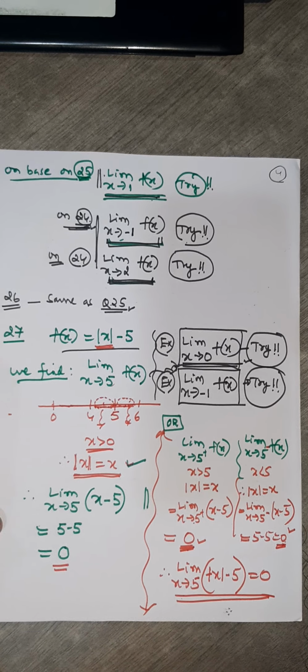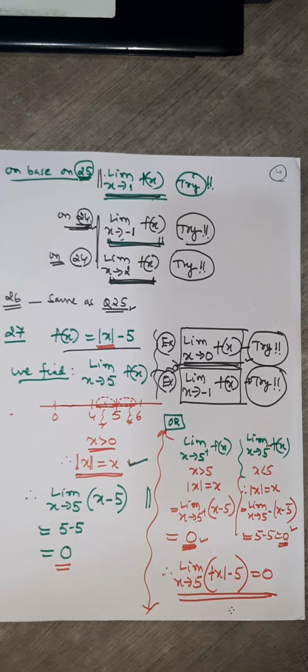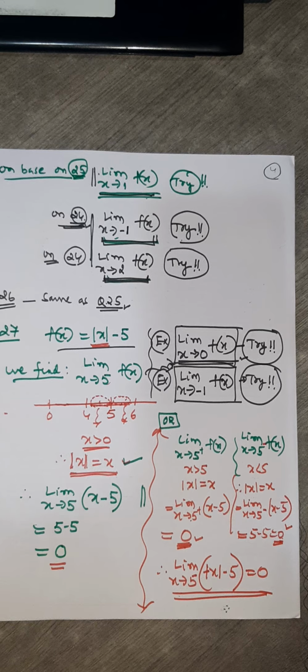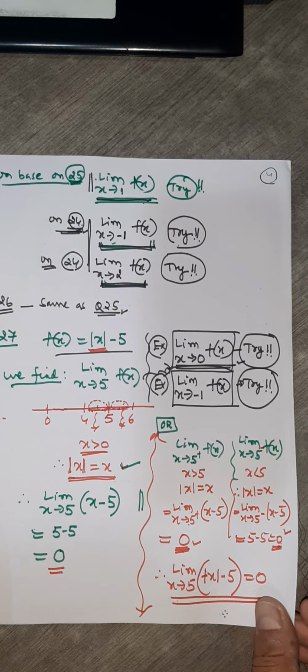Fine. You must try all this, and if you are unable to do, you must tell me. I'll do it. I'll help you. But I'm sure after doing around 27 questions, you must have realized what is going on in the limits. Fine. Now, next question, 28. Question number 28.